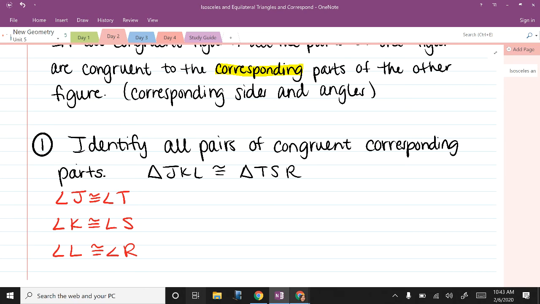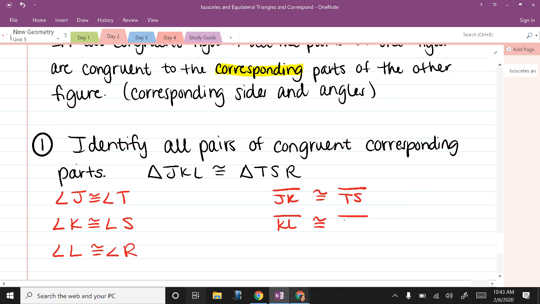Okay? So now I'm going to write those. JK, segments need bars over them. Remember that. Segment JK is congruent to segment TS. Segment KL is congruent to segment SR, right? And segment JL is congruent to what segment? TR. So the placement works for both angles and segments in a congruency statement. Okay, so these are the angles that correspond with each other, and these are the sides or the segments that correspond with each other. Okay, go with me? You got it?